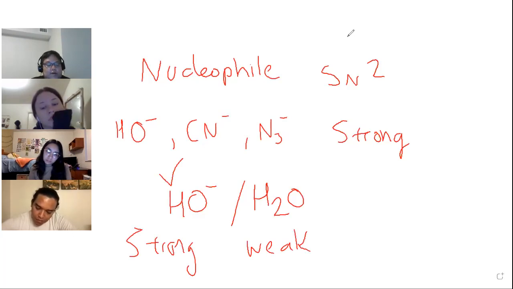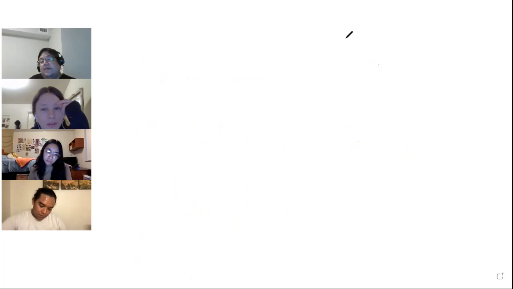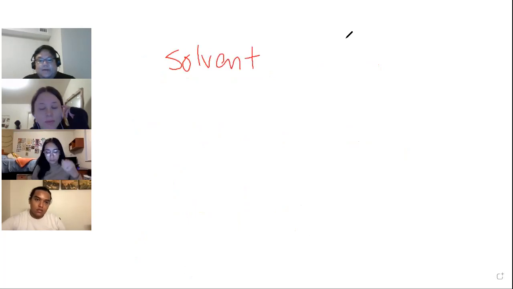So we know that you need to have an sp3 carbon. It needs to be methyl, primary, or secondary, and you need to have a strong nucleophile. All right. Now there's just one last thing that we need to introduce. Any idea? Base. Those are for elimination reactions. But for the SN2 reactions, we need to care about something called solvent.